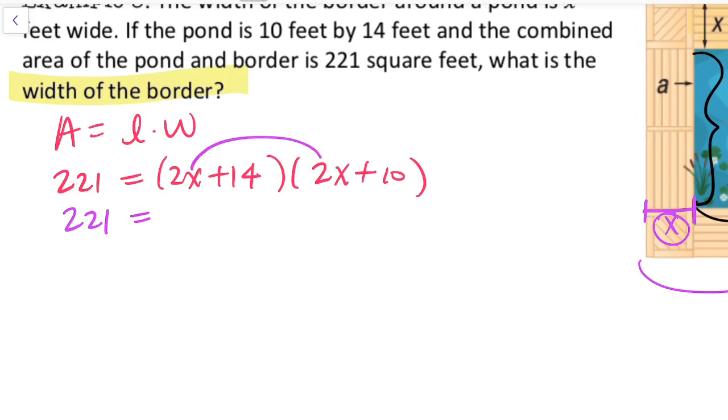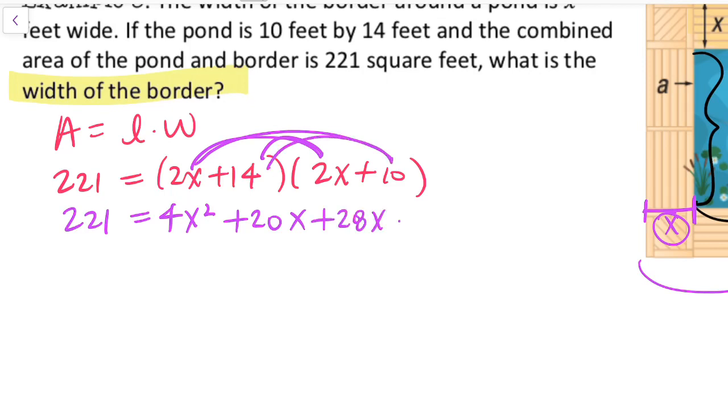2x times 2x. F in FOIL stands for firsts. So 2 times 2 would give us the 4. x times x will give us x squared. Outside, 2x times 10, 20x. Inside, 2x times 14 is going to give us 28x. And our lasts are going to give us 140. We can combine like terms. We've got 20x and 28x. There's a 48x for you.